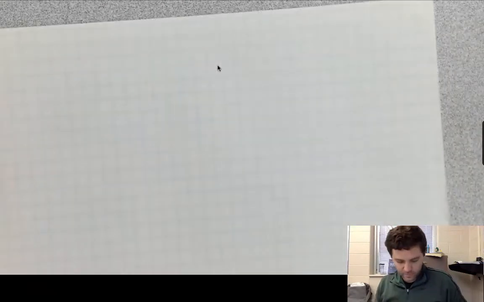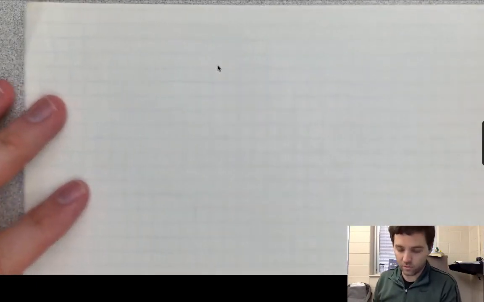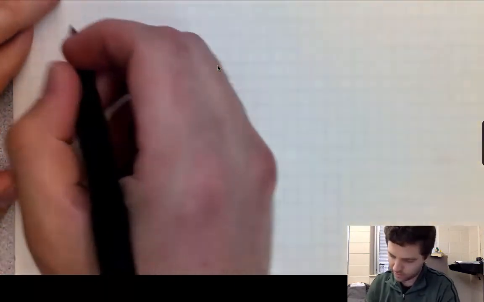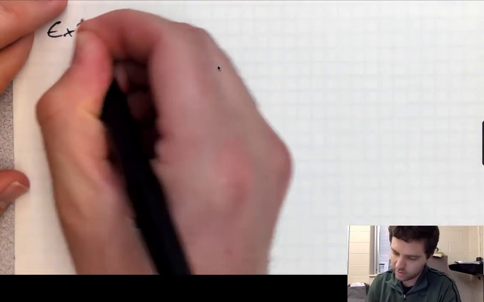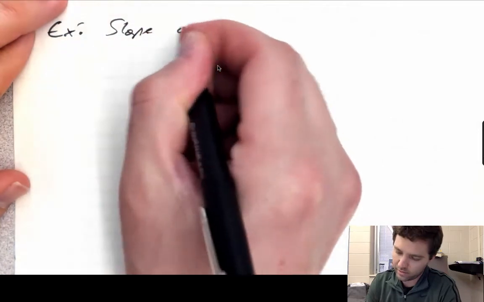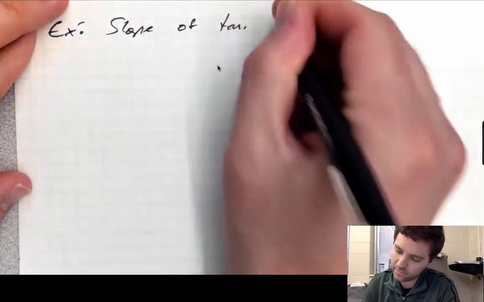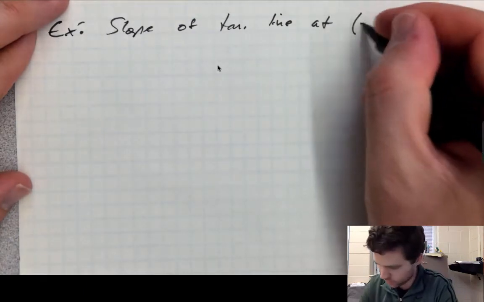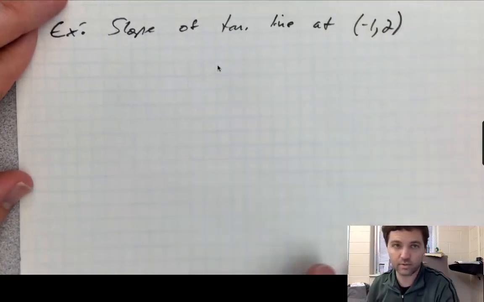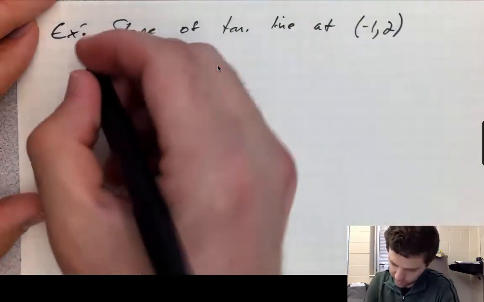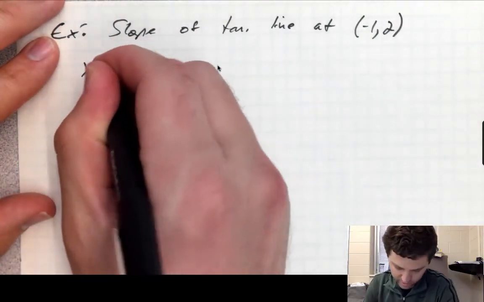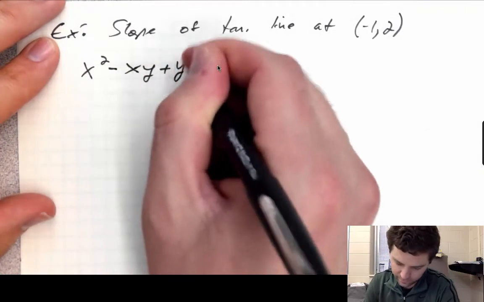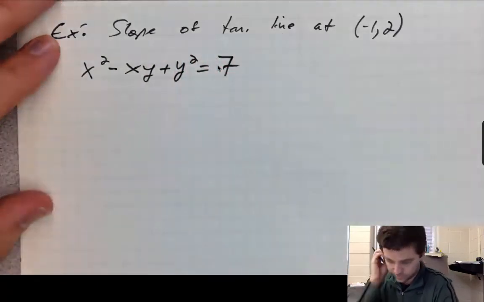Last one. Okay, so for part 1 here, we want to find the slope of the tangent line. So let's write this out. We want the slope of the tangent line at (-1, 2). Okay, and here is the equation that we are going to be analyzing. x squared minus xy plus y squared equals 7.